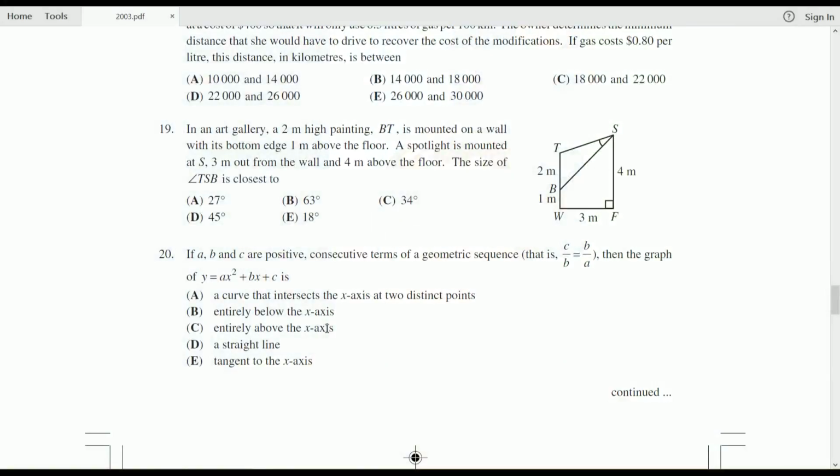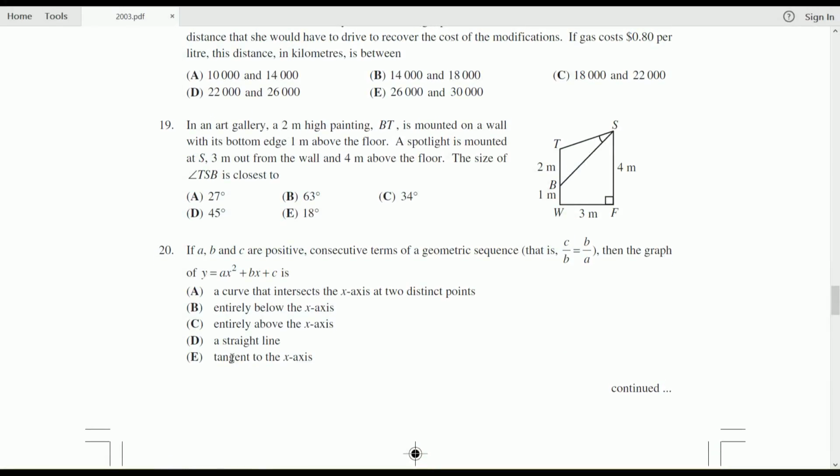A straight line. If it were a straight line, I think A has to be 0, but I'll think about that a little bit more. And E, tangent to the x-axis. So that's what I was just talking about. That means it has only one root. Okay? So I'm definitely thinking that roots are going to come into this.